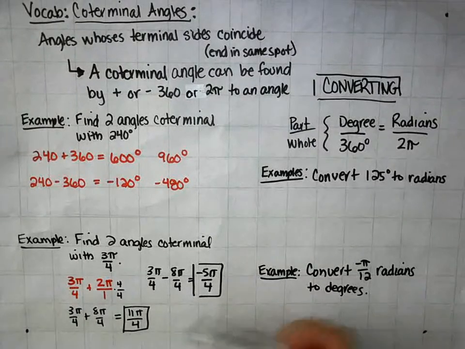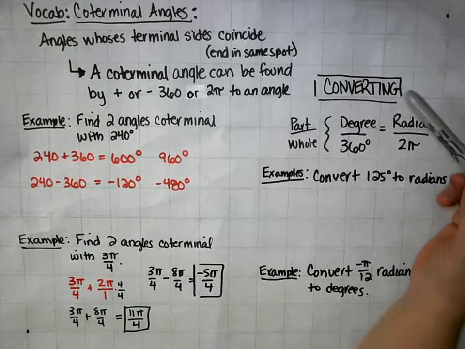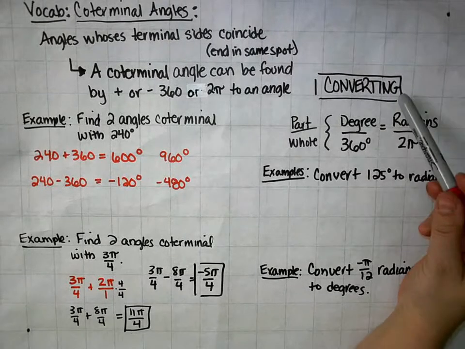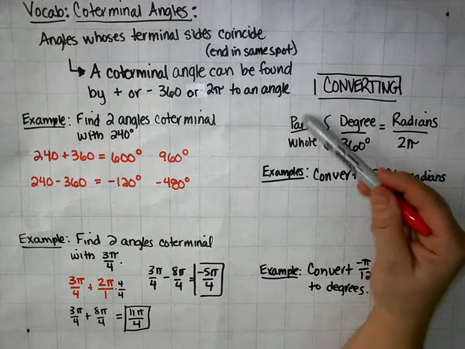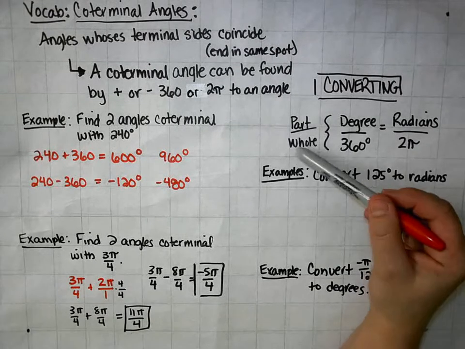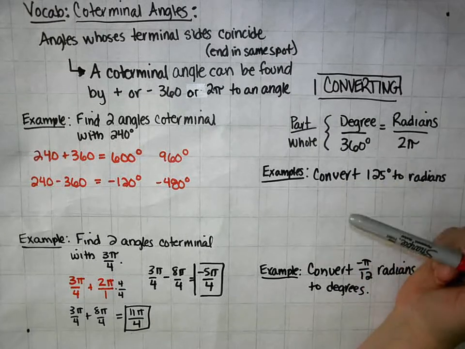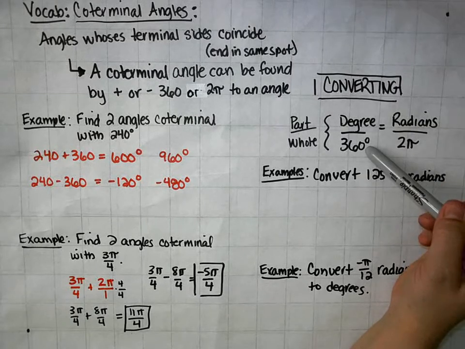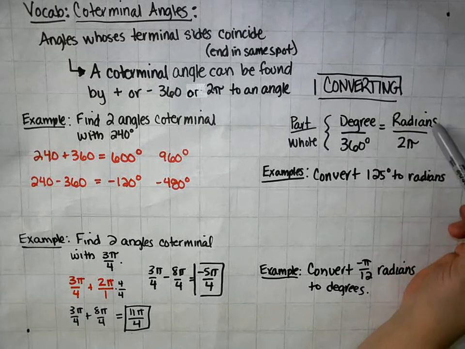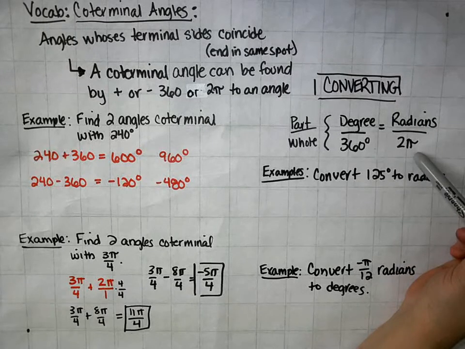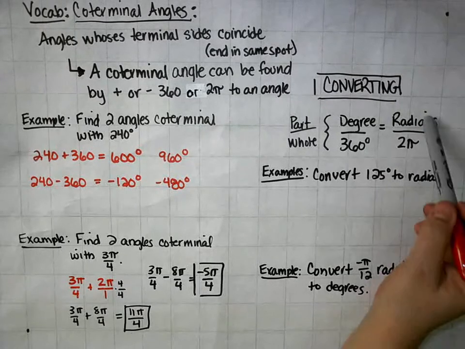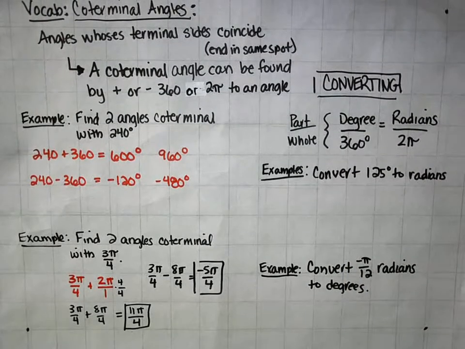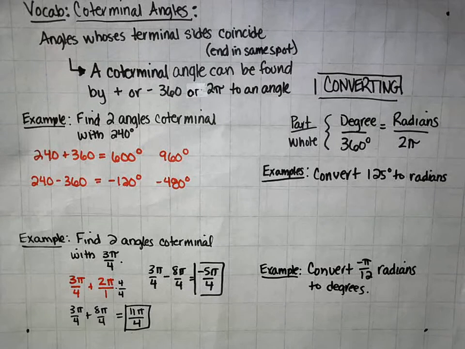Now that we have 2 ways to measure angles, it's important to know how to convert between degrees and radians. Whenever we're converting, you want to take into consideration the part, which is the angle that you're talking about, in relationship to the whole circle. So keep in mind, when we're talking about degrees, the whole circle is 360 degrees, and when we're talking about radians, the whole circle is 2 pi. I'm going to use this proportion every time I want to convert either degrees to radians or radians to degrees.